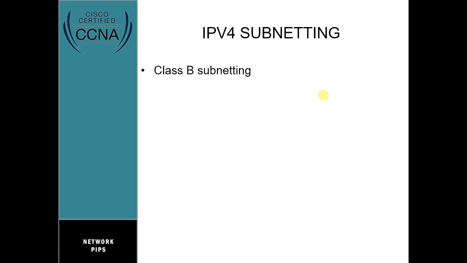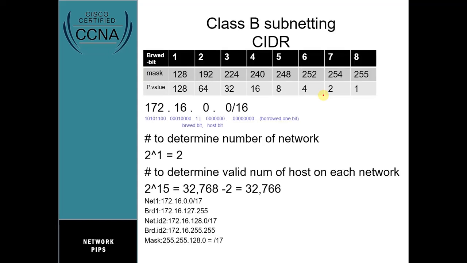Hello everyone, today we'll be looking at Class B subnetting. Class B subnetting is a little bit different from Class A, but it's still very much the same thing we'll be talking about. We still have our magic table and our big network which we want to break down into smaller networks. So let's start by borrowing one bit, determining the network ID and the host part of this network.